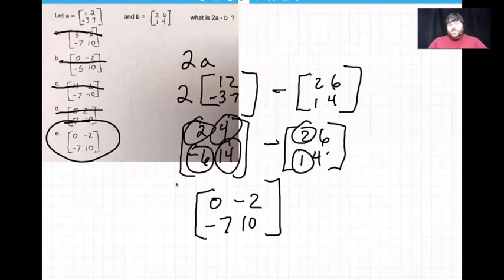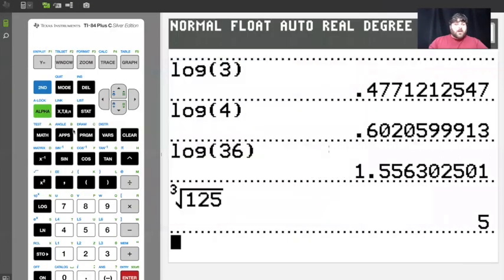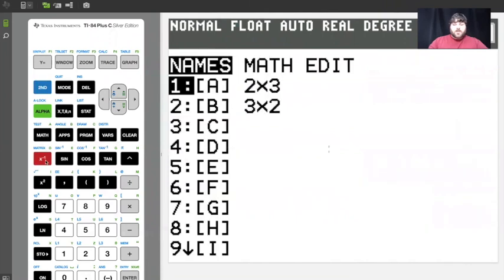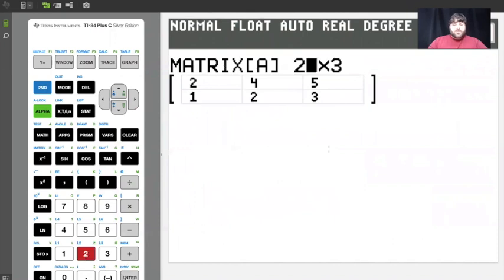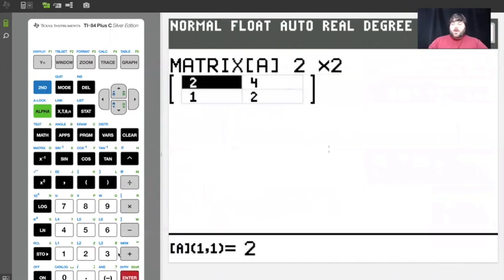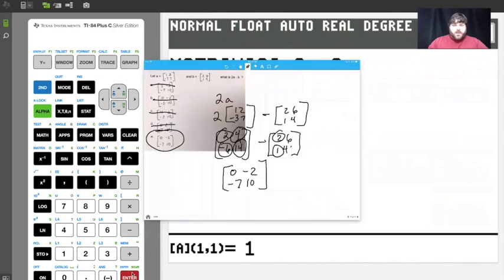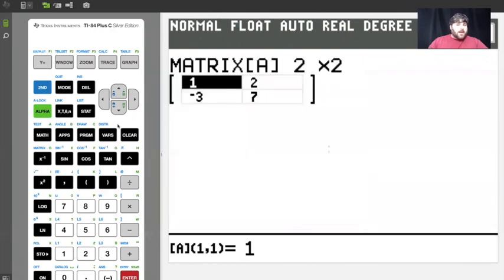Now remember, you could do this on your calculator as well. That's just a reminder. Go to matrix, which is second inverse. You go over to edit, and you say, okay, this is a 2 by 2 matrix. 2 by 2, boom. And you type in your numbers. So 1, 2, negative 3, and 7. Make sure it looks just like you have it on here. We're good to go. So that's matrix A now.